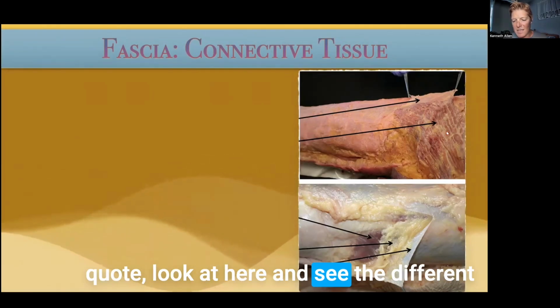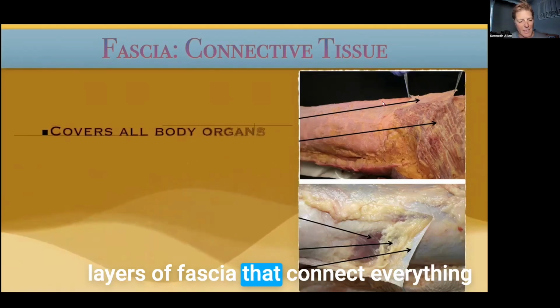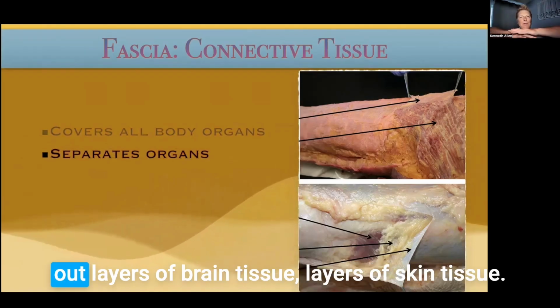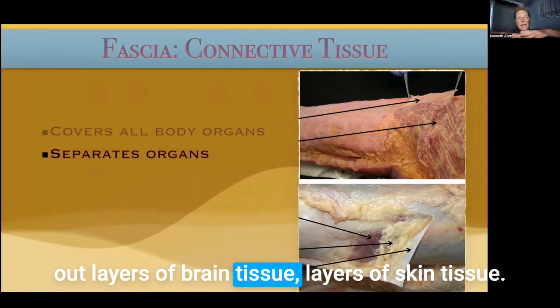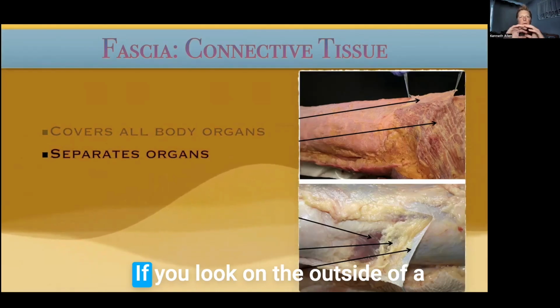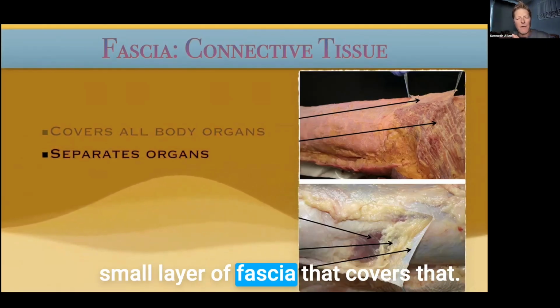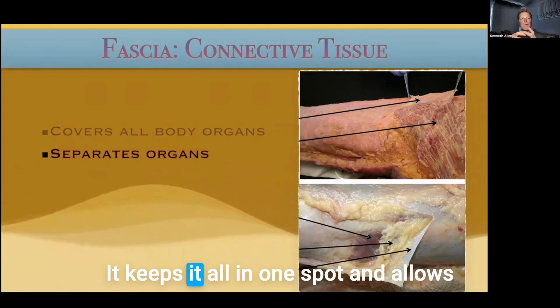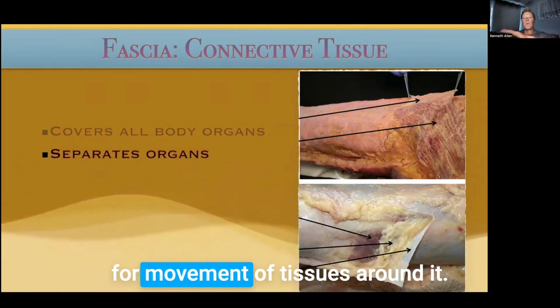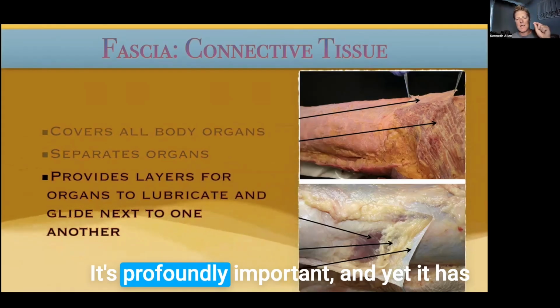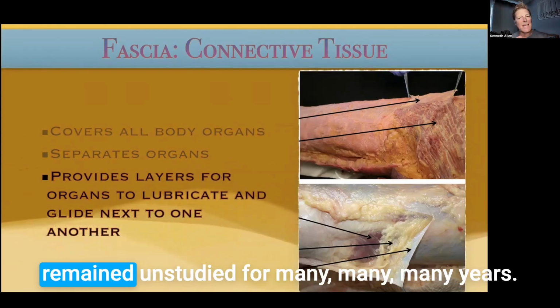Look at here and see the different layers of fascia that connect everything together, and yet at the same time separate out layers of brain tissue, layers of skin tissue. If you look on the outside of a chicken breast, that shininess is a small layer of fascia that covers that. It keeps it all in one spot and allows for movement of tissues around it. It's profoundly important, and yet it has remained unstudied for many, many years.